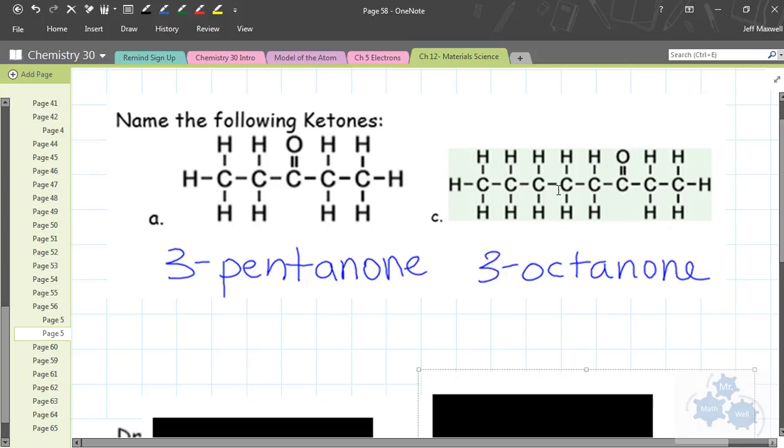3-octanone. 1, 2, 3, 4, 5, 6, 7, 8. That's where the octa comes from. It's a ketone, so we've got the one. And we wouldn't count 1, 2, 3, 4, 5, 6. We wouldn't say 6-octanone, because remember, we want to keep those numbers as low as possible. So we count from the end of the chain that gives us this lowest number. So this is 1, 2, 3-octanone.